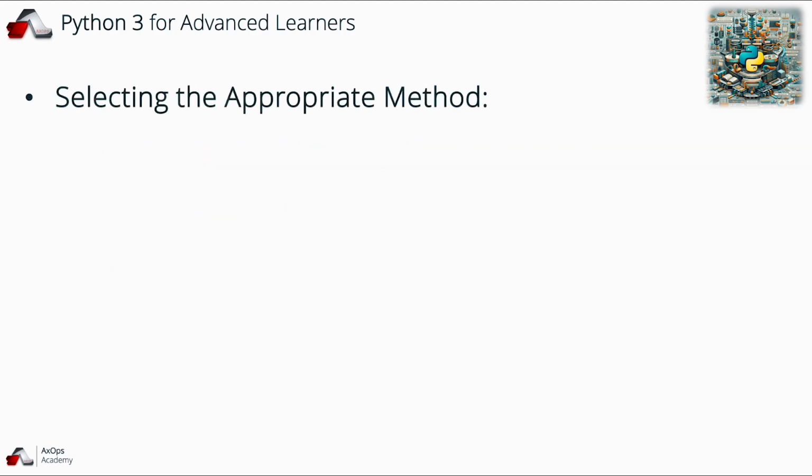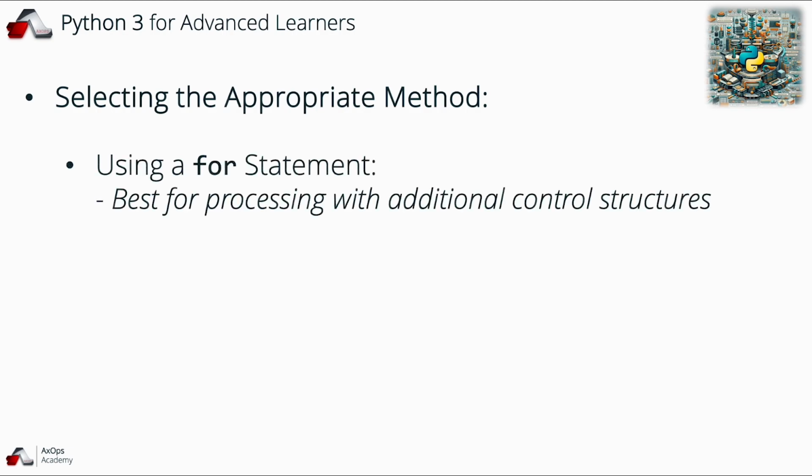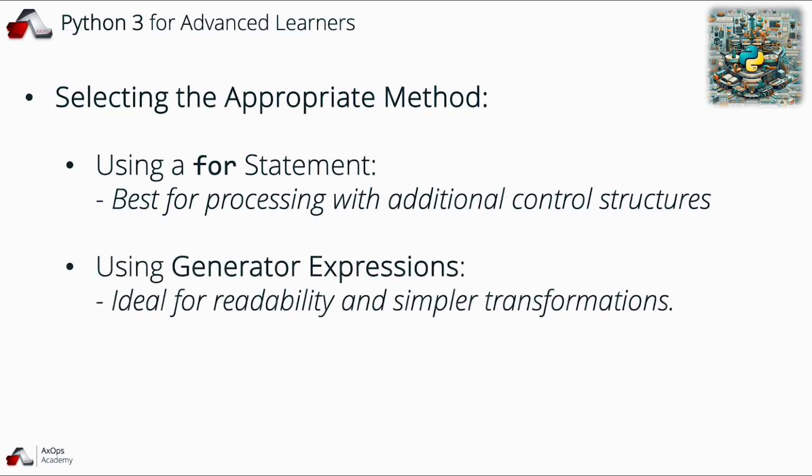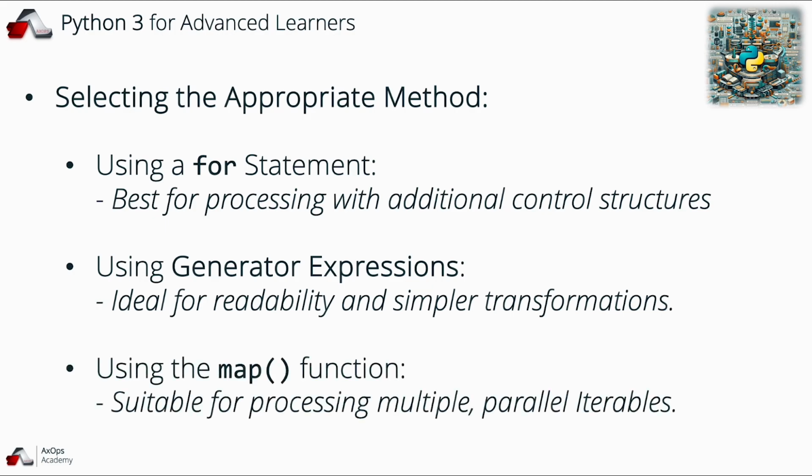Now let's talk about selecting the appropriate method. The choice between these methods that we talked about depends on the complexity of the processing task at hand. When using for statements, they're usually best for processing with additional control structures. When using generator expressions, they're ideal for readability and simpler transformations. And when using the map function, this is suitable for processing multiple parallel iterables.